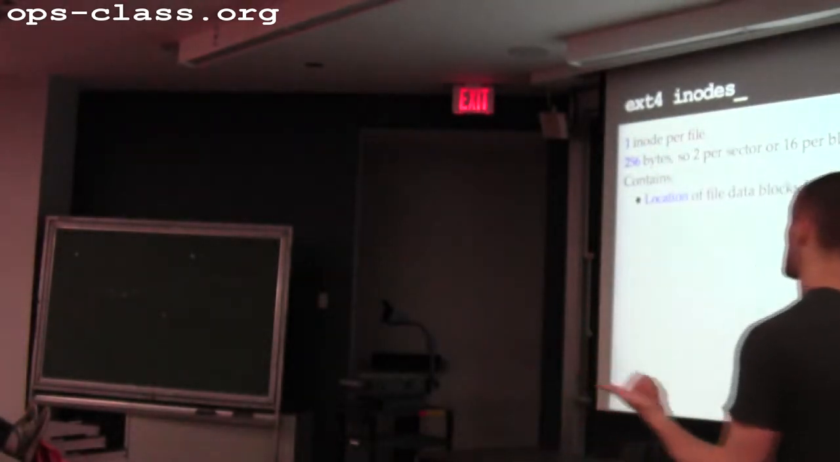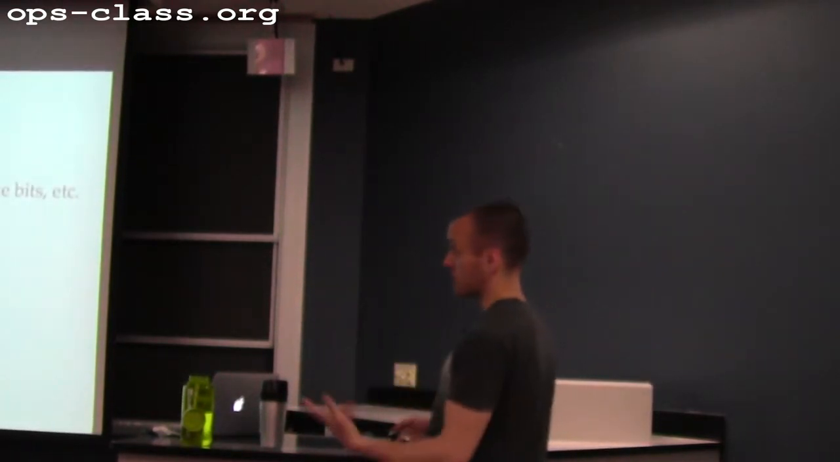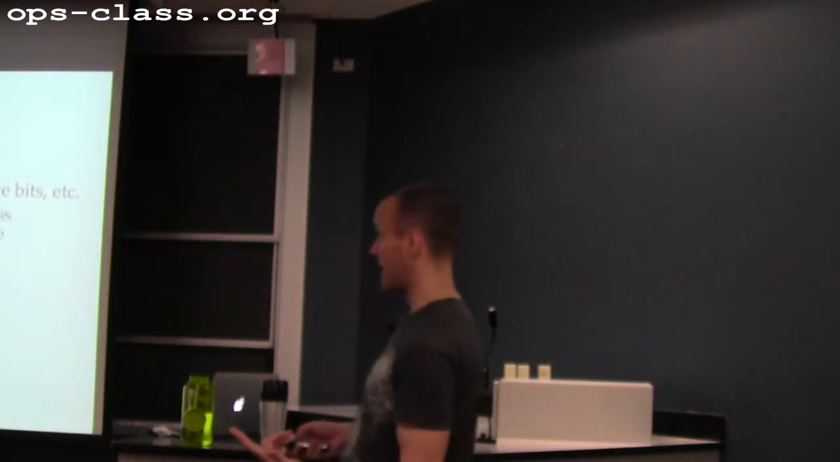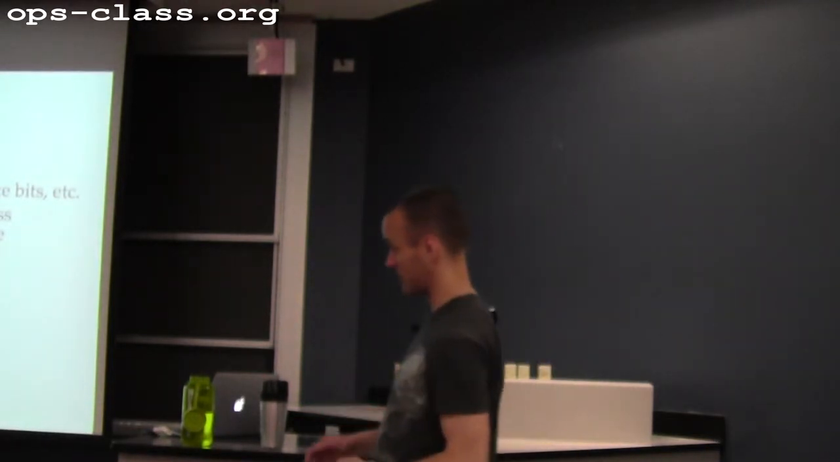The inode contains the location of the file data blocks. That's kind of the whole point. This is the index node, the index of the file. It includes permission information and a bunch of timestamps. I'm going to show you this information for a specific inode in just a second.